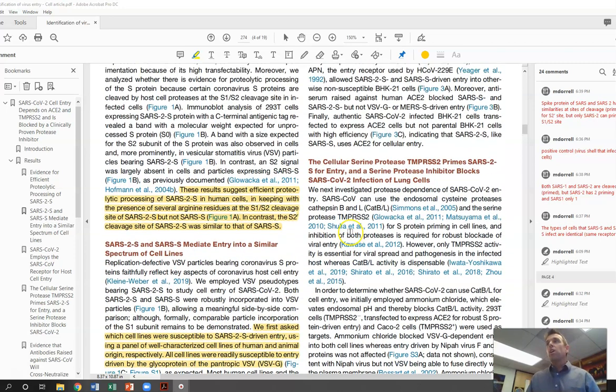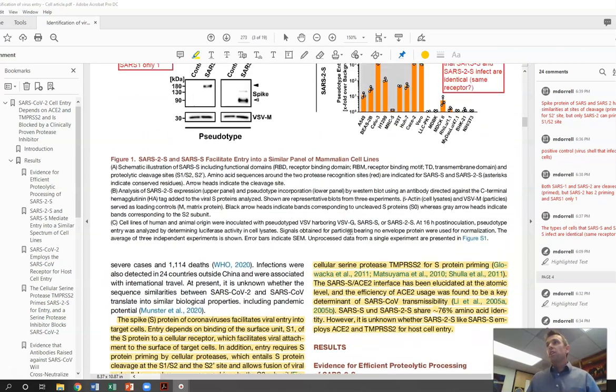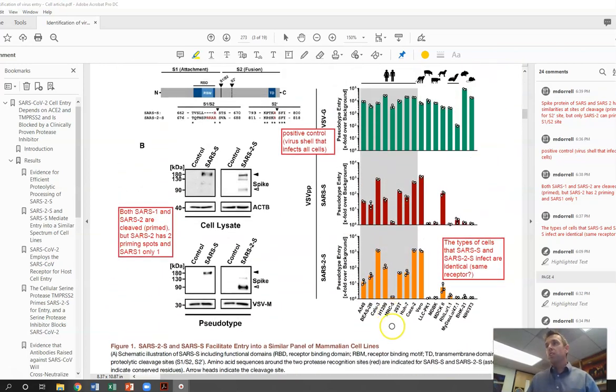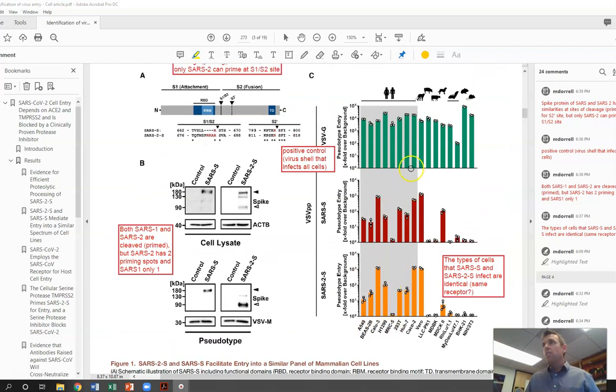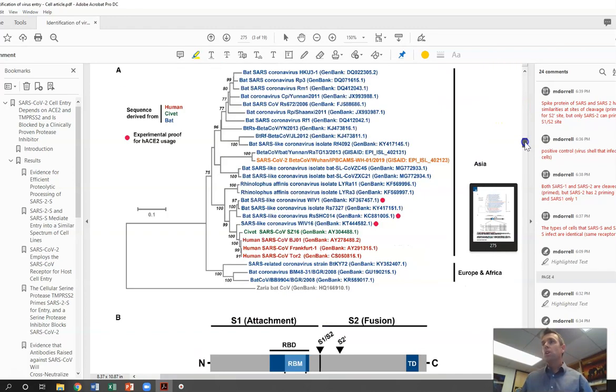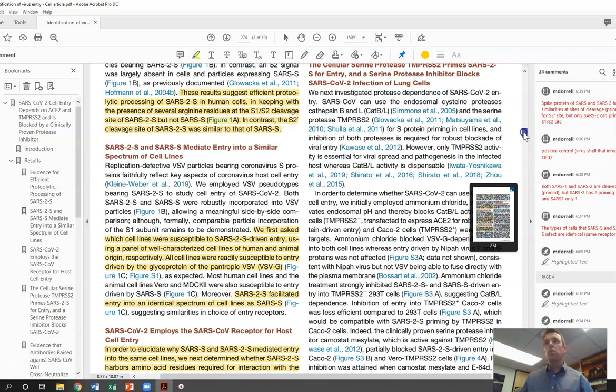All right, and so we can see that up here. This is what they're doing. These are all the various cell lines. And these cell lines here in the gray are human cell lines. Then you have one from monkey here. The Vero cell line is from monkey. And then we have pig, cow. We have all these various cell lines. The VSVG, they say in their results as well, and I can look that up. This is basically a positive control virus. This is a shell that infects all cells. All right, and so they're using that really to get to that.